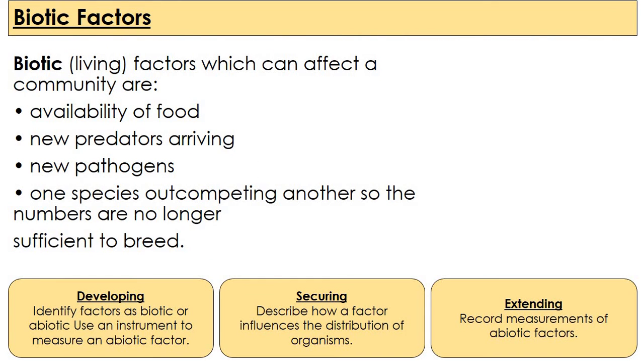Our biotic factors then, the living factors, are the availability of food, new predators arriving, new pathogens, or if a species can outcompete another. A good example of competition, or inter-specific competition, is the squirrel example. When grey squirrels were introduced to the UK, they outcompeted our red squirrel, putting those in endangered numbers. So we're going to look at these again individually and think about some examples as well. So again, this video is supporting the work that you've done this week.